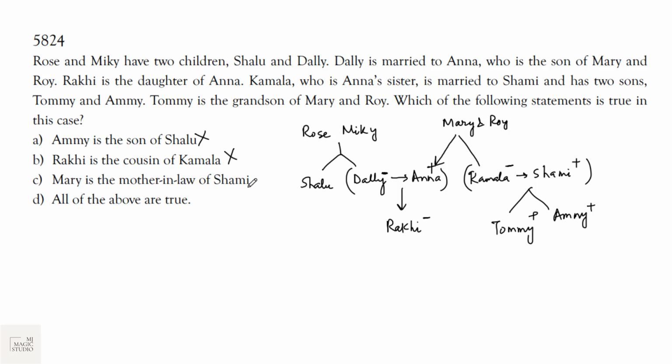Mary is the mother-in-law of Shami, we can say, because the fourth option, all of the above is true, is not true. Now, obviously, we are in a fix about the gender of Mary and Roy. But out of these four options only this one is left, which says that Mary is the mother-in-law of Shami. If Mary is female, then that holds. We'll go with option C.